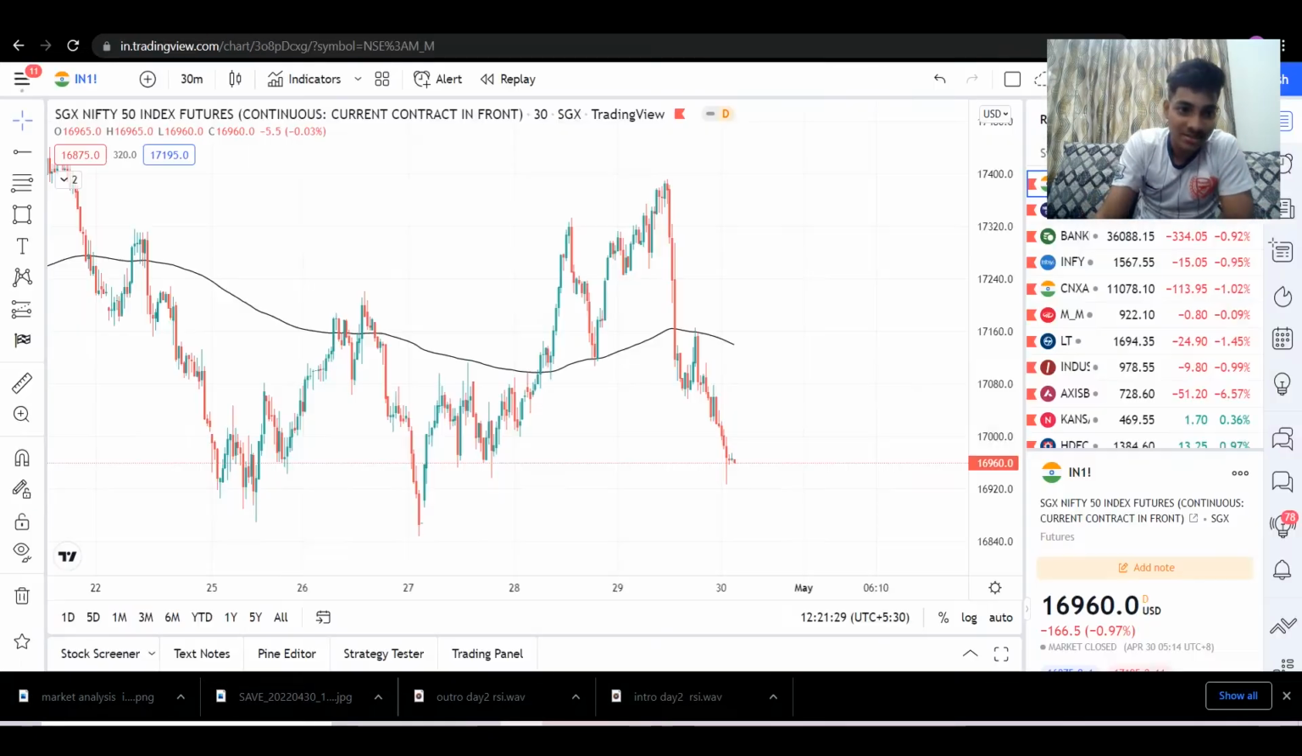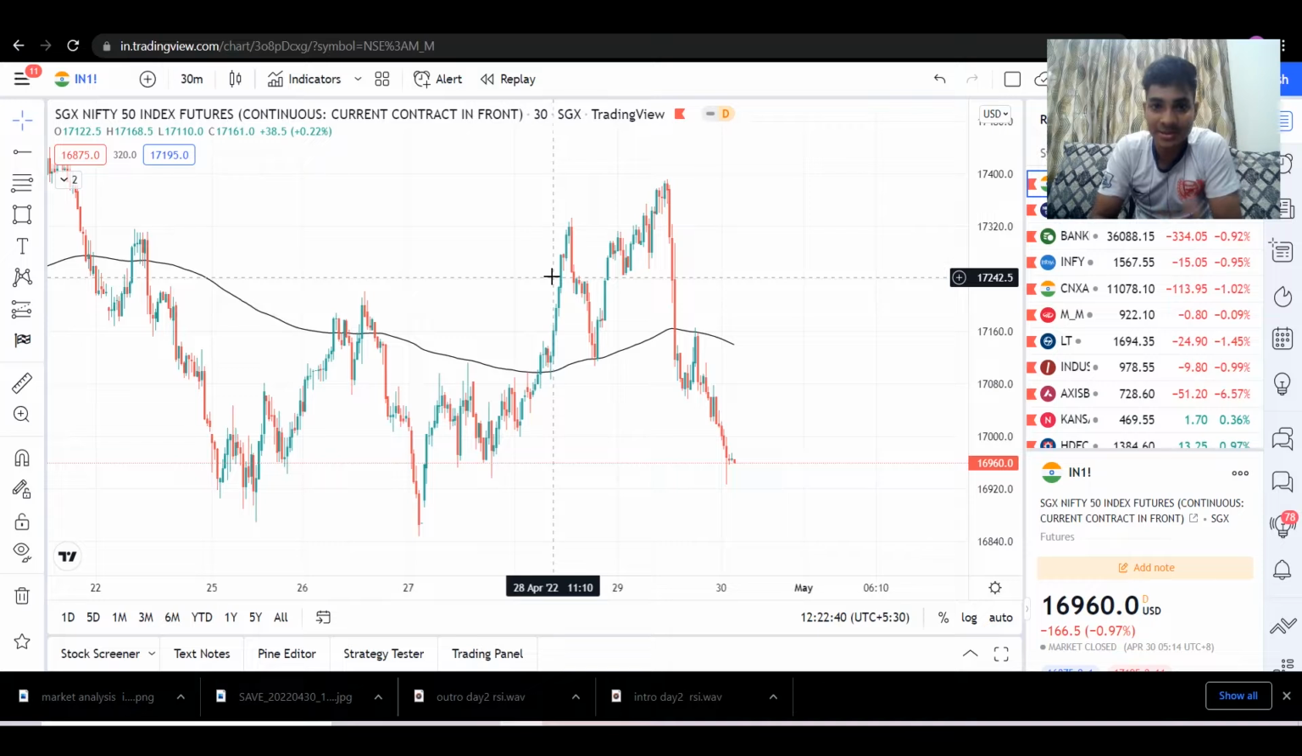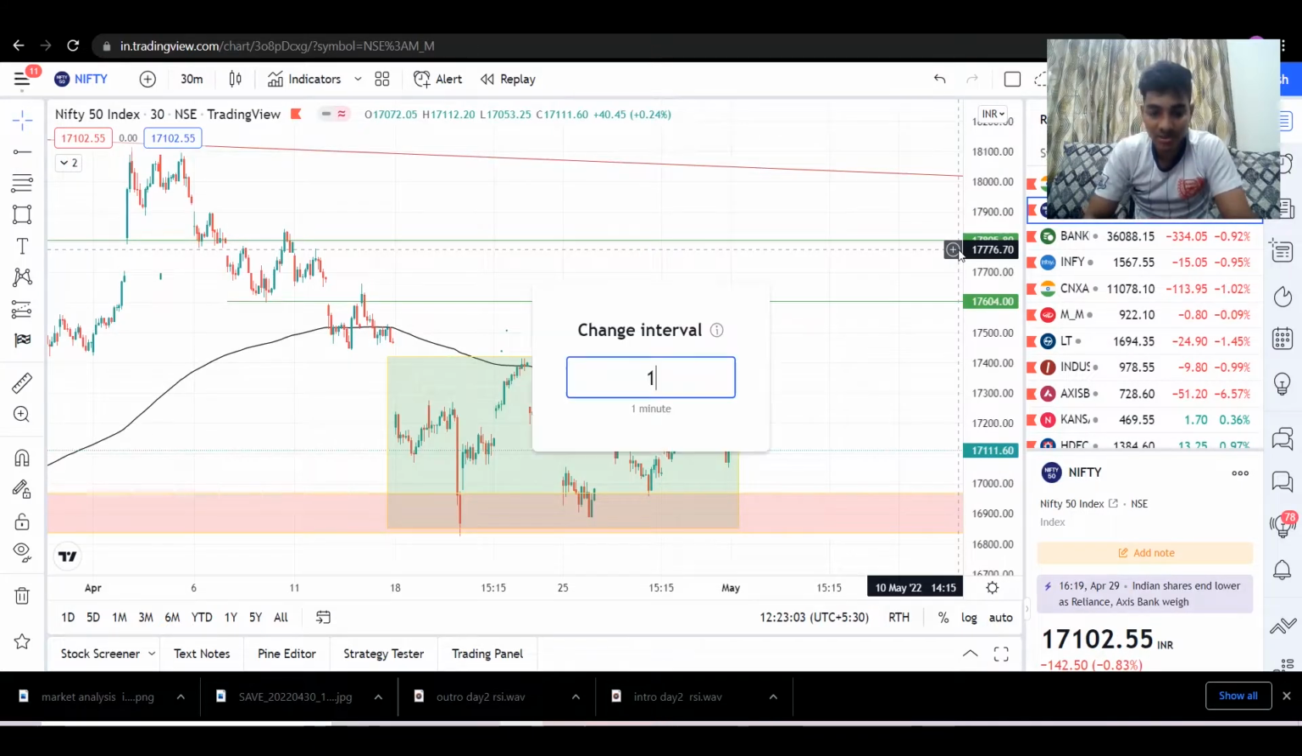All right, now let's start with the analysis. As per the SGX Nifty data, on Monday, that is tomorrow, the market is going to open gap down, almost about 100 to 150 points as of now. It is showing a gap down opening in Nifty. The chart shown here is of Nifty.